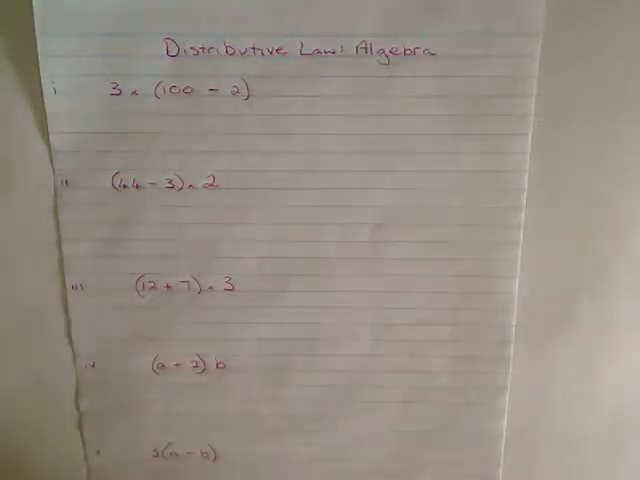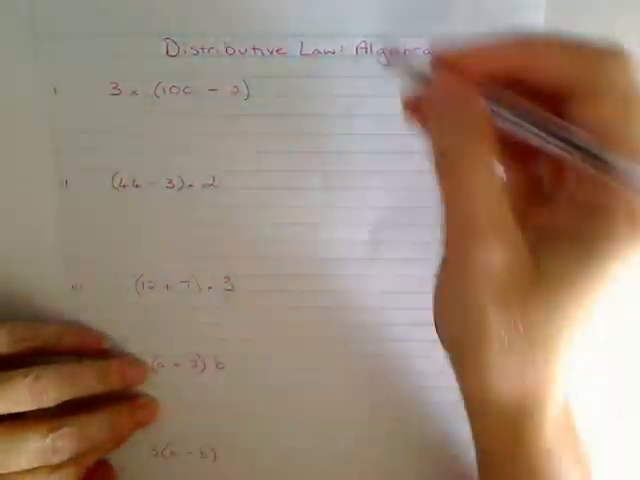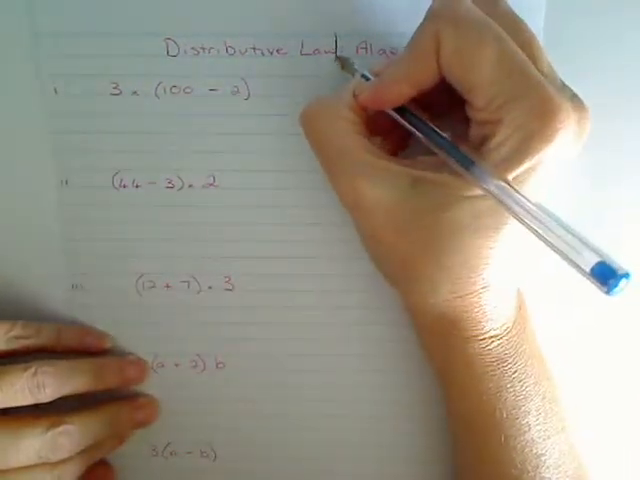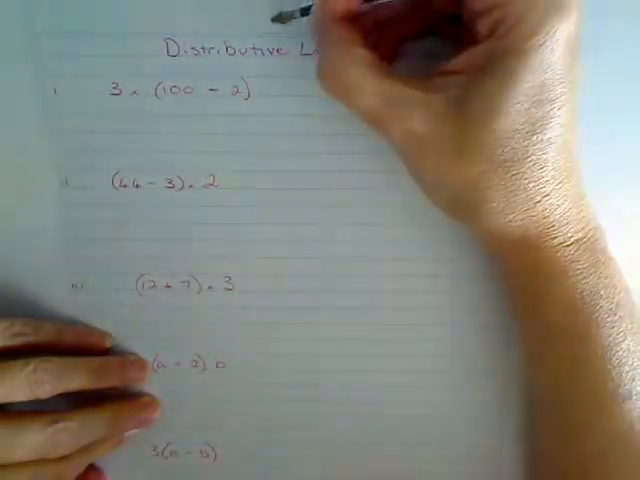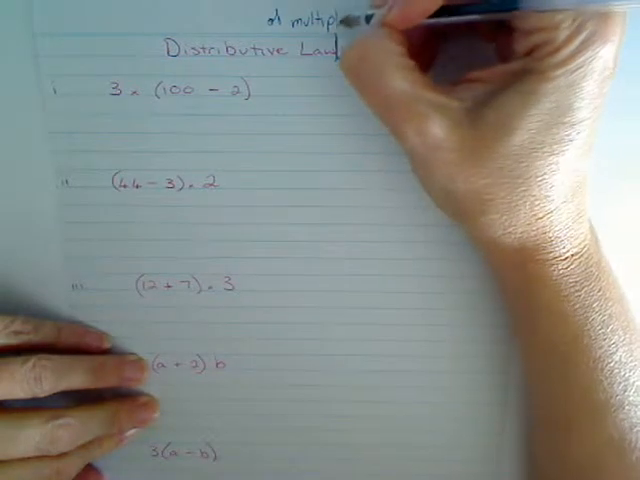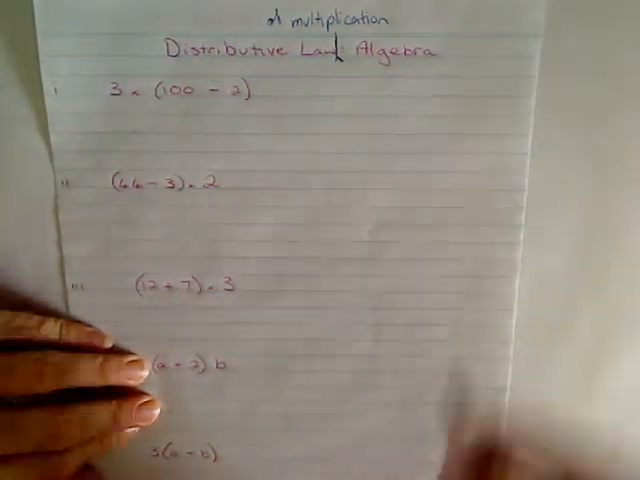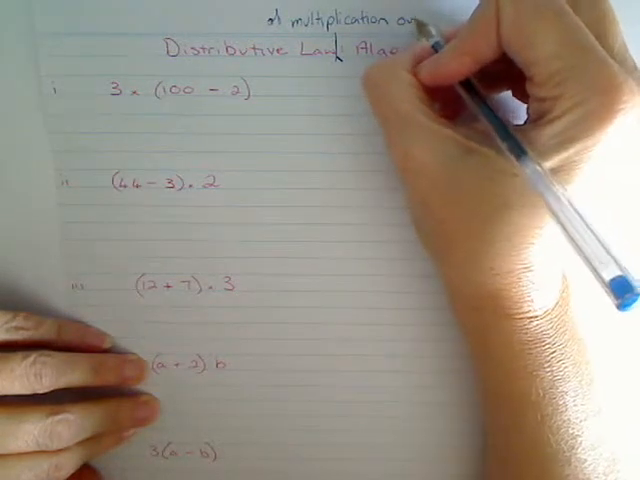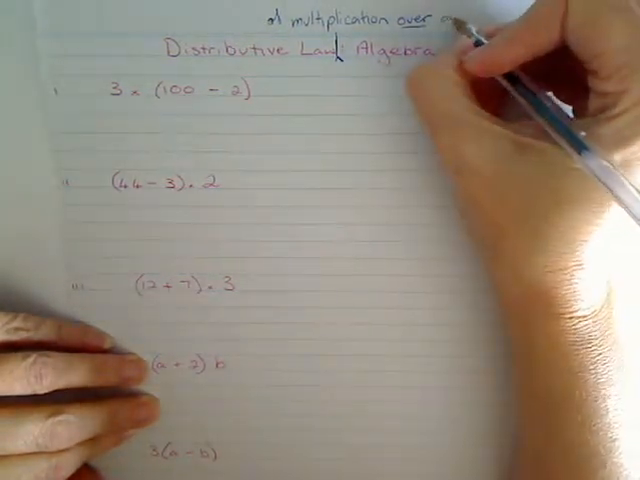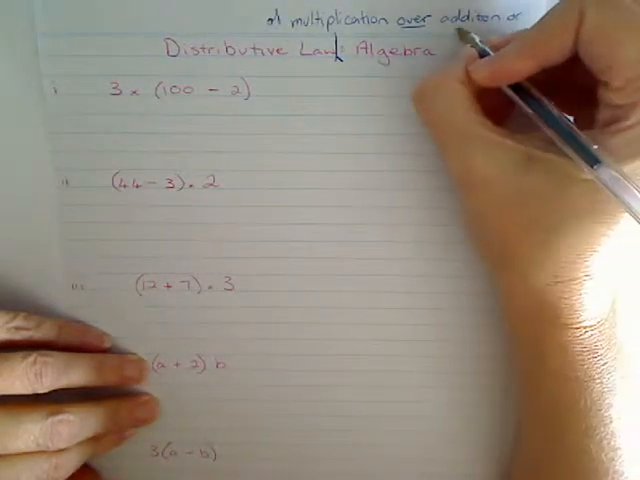So we're looking at the distributive law, but the distributive law is actually only half of the name. The rest of the name is really important. So I'll just add it up here. The distributive law of multiplication. So it's a rule that we can use when we're multiplying over the top of addition or subtraction.